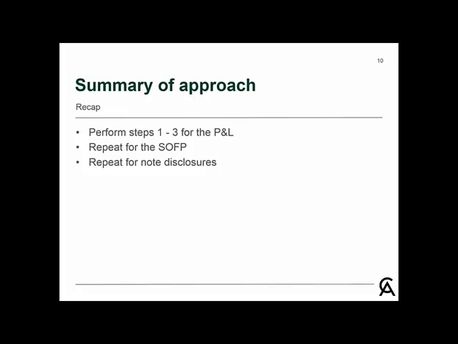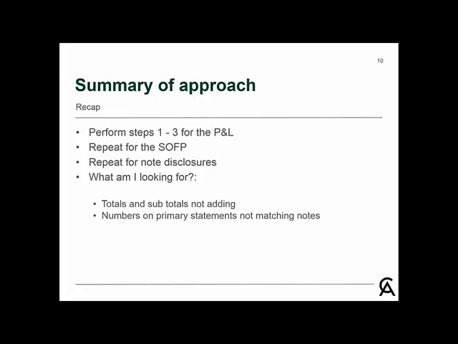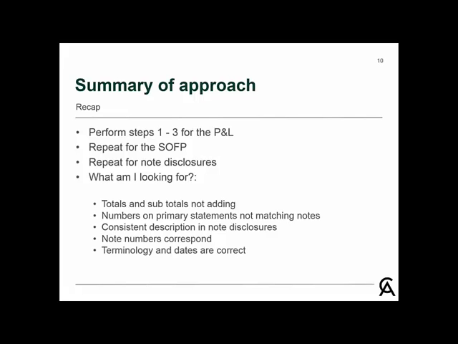So as you can see, there's quite a few different types of mistakes or inconsistencies. So what are the things that you're looking for? So things like the totals and subtotals not adding properly, the numbers on the primary statements not matching the notes, ensuring there's consistent description in note disclosures, that the note numbers themselves actually correspond to the notes, and that the terminology and dates are correct. And there may be other types of inconsistencies or errors that we haven't touched on here. So this list could also be added to.